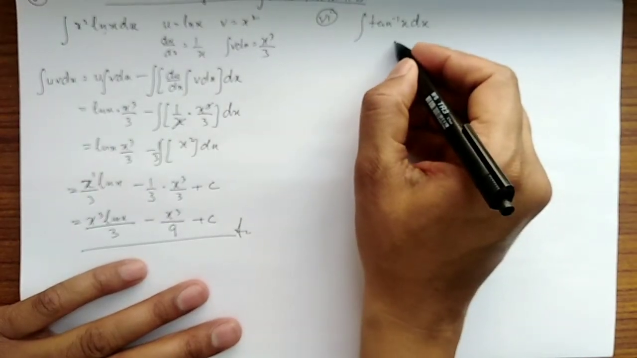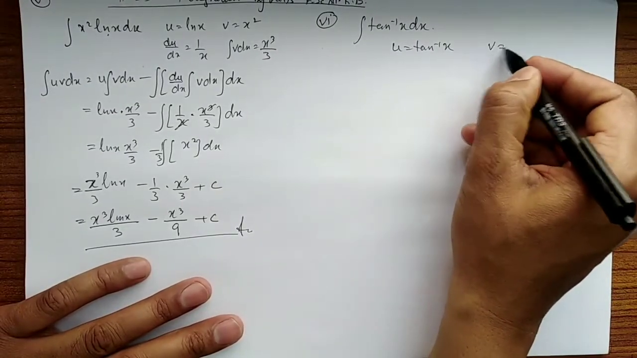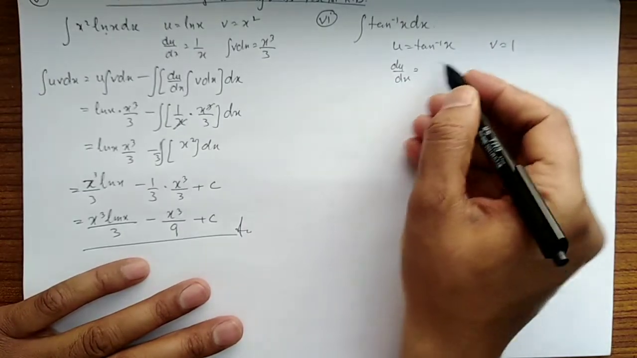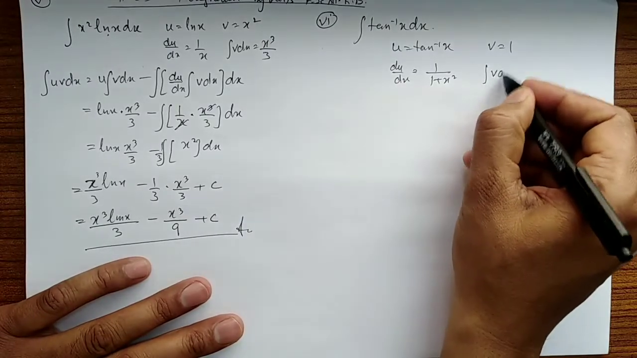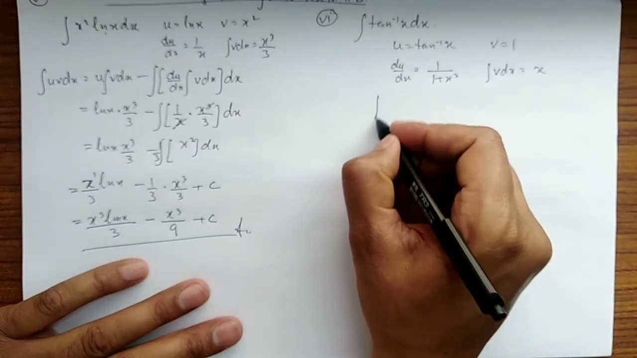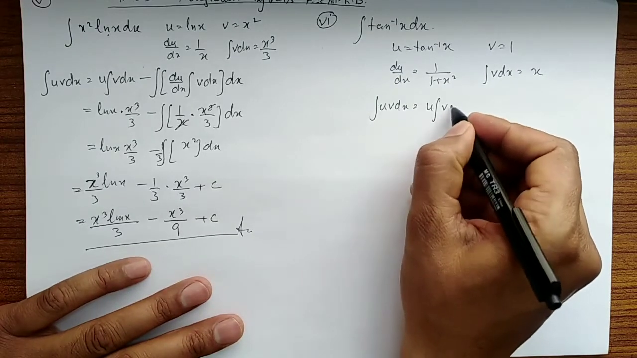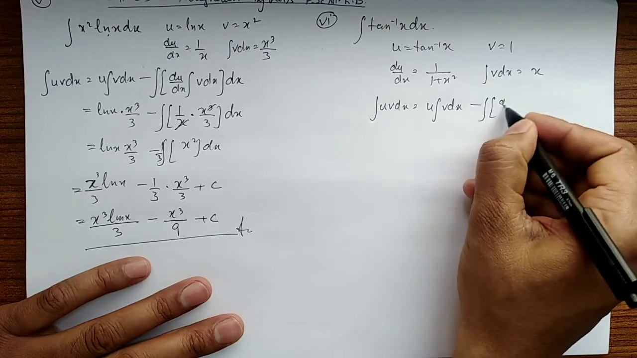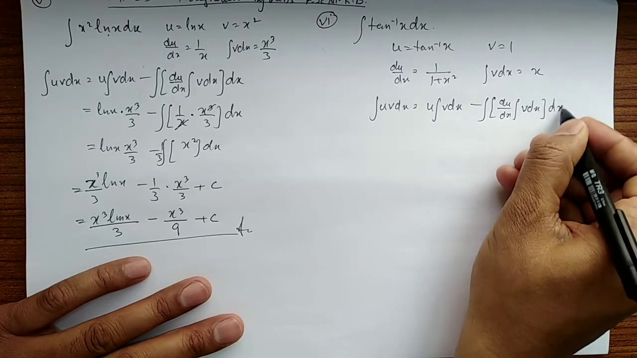Okay, now taking u equals tan inverse of x and v is equal to 1. So taking the derivative, du upon dx is 1 upon 1 plus x square, and the integral of v dx is x. Using the formula, integral of u v dx is u into integral of v minus integral of du upon dx into integral of v dx, into dx.